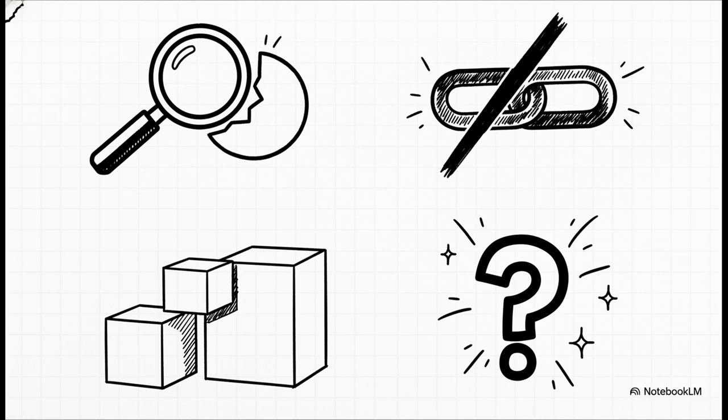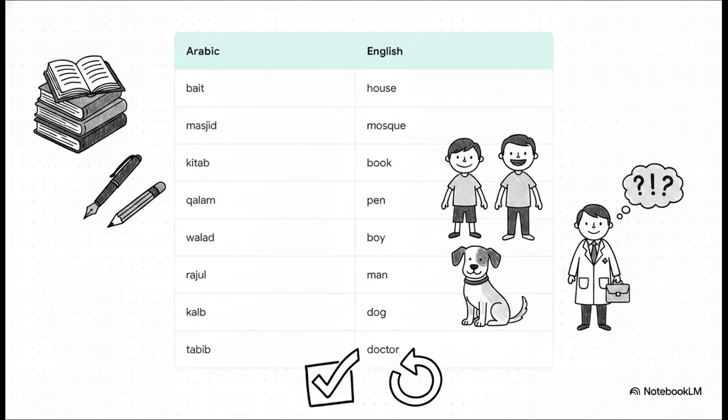Third, notice that n sound at the end of nouns like baytun. That's called tanween, and it serves the exact same purpose as the English words a or an. So baytun literally means a house. And finally, as we saw earlier, just slapping the "ah" particle onto the front magically transforms a regular statement into a yes-no question. Just look at these foundational words.